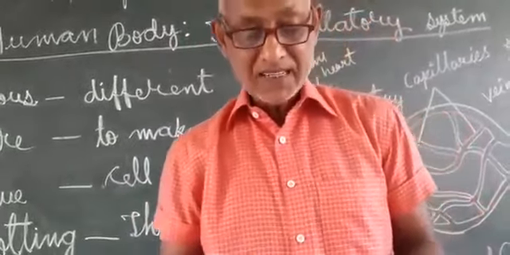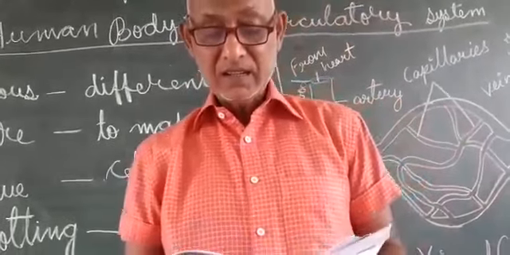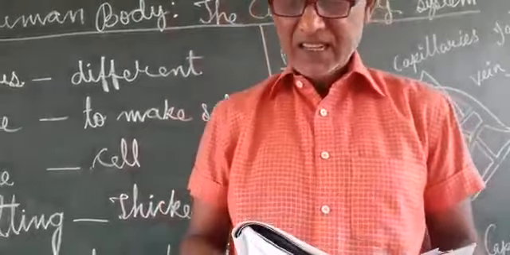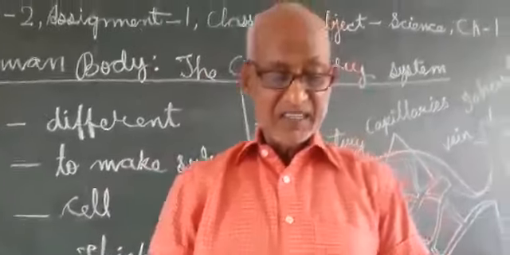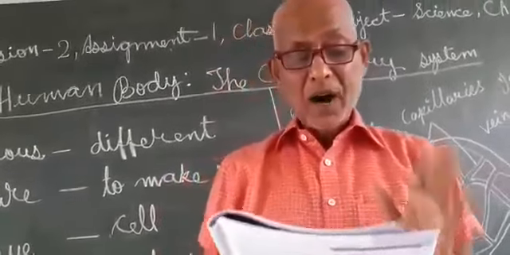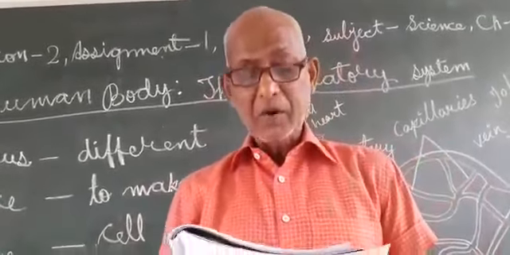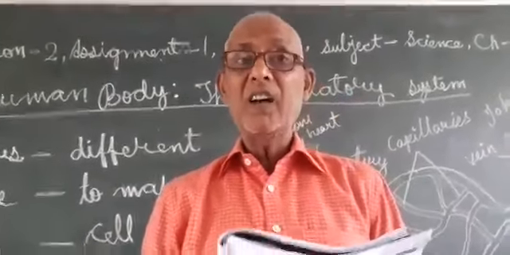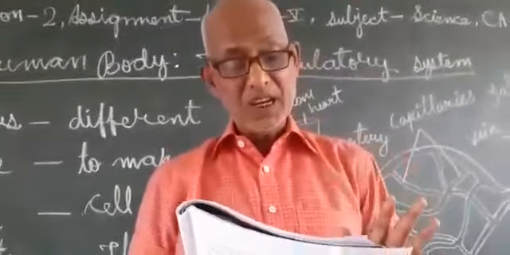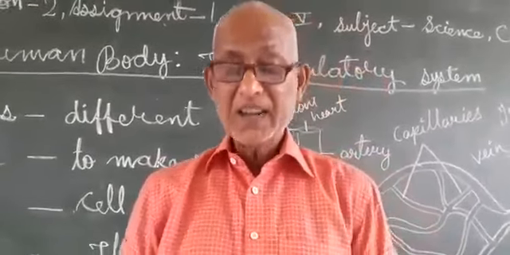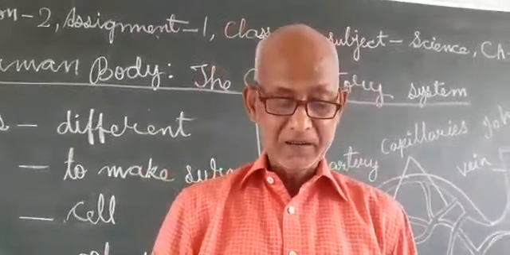The white blood cells are body soldiers. These are generally larger than red blood cells. These protect our body against harmful germs and diseases. As our soldiers protect our country from enemies, in the same way these white blood cells also protect our body against harmful germs and diseases.